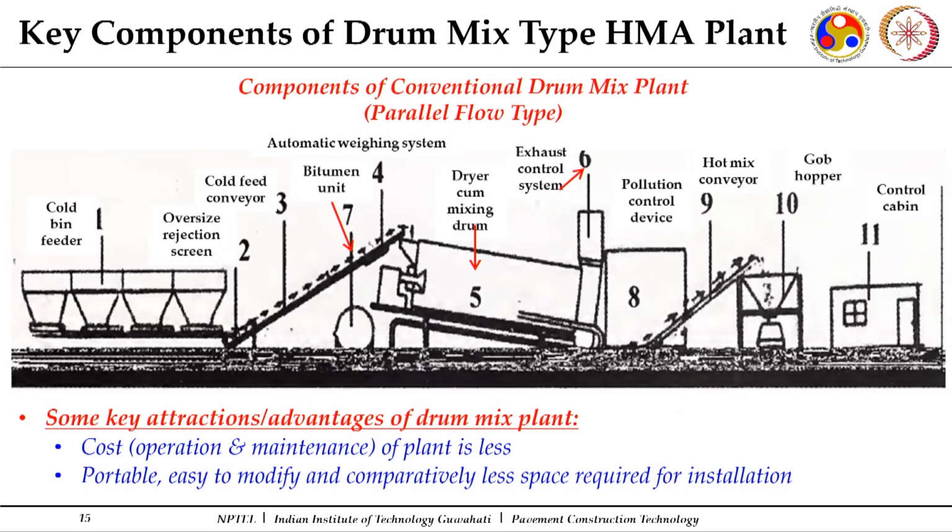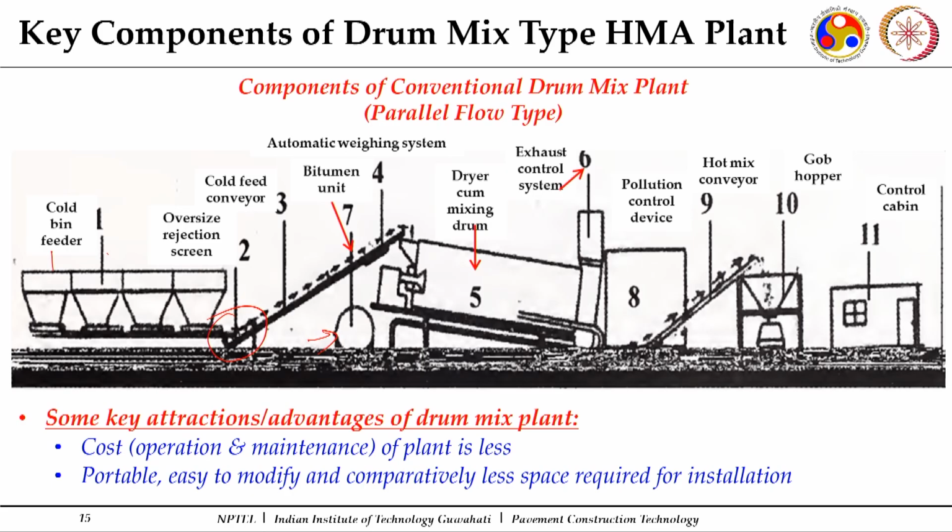So this is again a complete picture of the plant. Here you can see the cold feed bins, 4 bins are there. Then you have an oversized rejection screen, then a gathering conveyor which takes material to the oversized screen, and from this one the conveyor takes it here. You have bitumen tanks installed, where the binder gets heated to the required temperature. Then the material enters your dry drum, which may be parallel flow or counter flow, and the mixing takes place in this particular one.